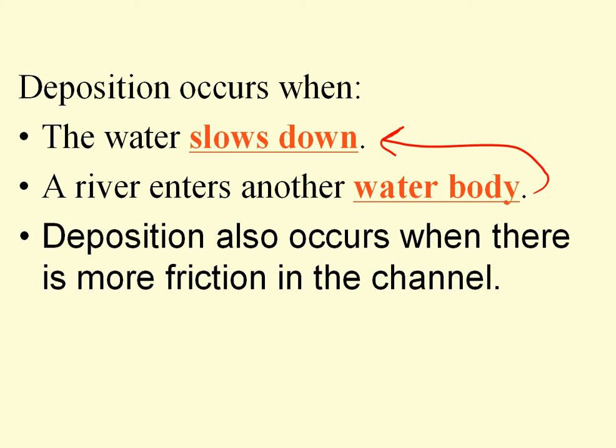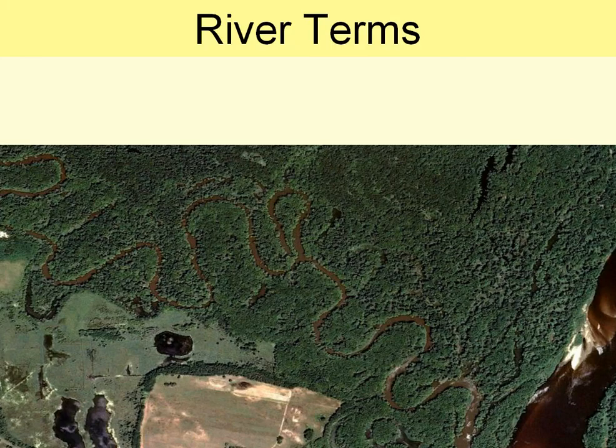Deposition also occurs when there is more friction in the channel. So maybe there was a storm and a bunch of trees fell into the river. Ultimately, that's going to cause a lot of deposition because water can't flow as fast through all this material.